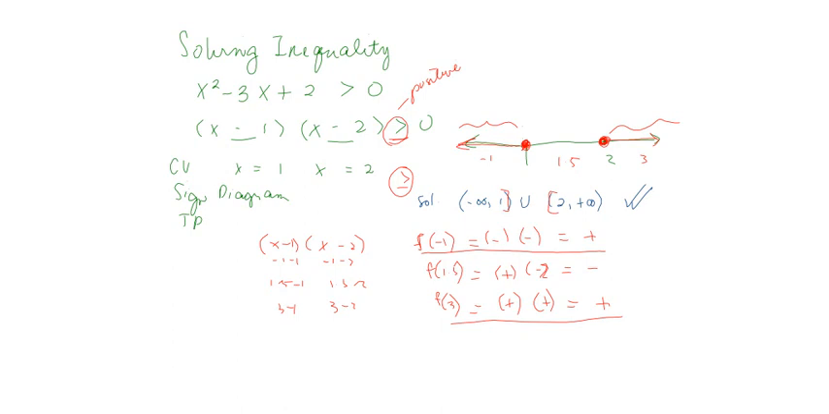If, for example, the problem says x squared minus 3x plus 2 is less than 0, then your solution will be this part, between 1 and 2. If it's less than or equal to, then you will have to include the endpoints. So if this is the problem, your solution will be from 1 to 2, inclusive. Okay, let's move on to the next review.